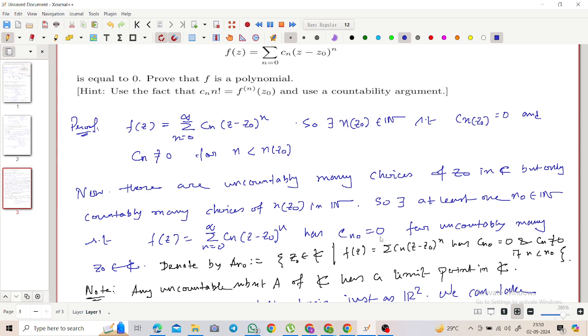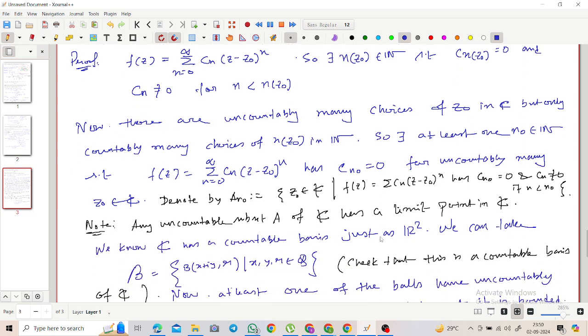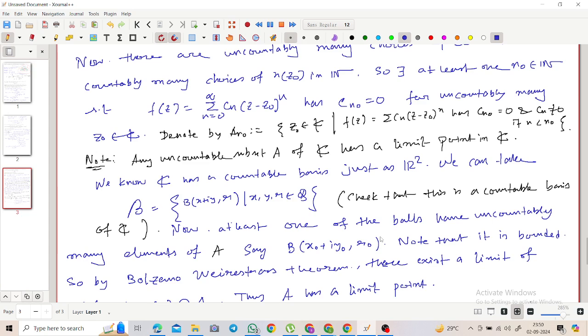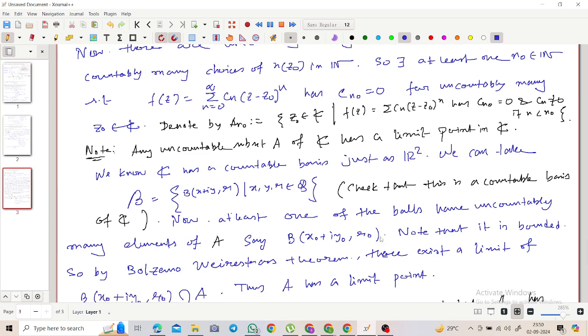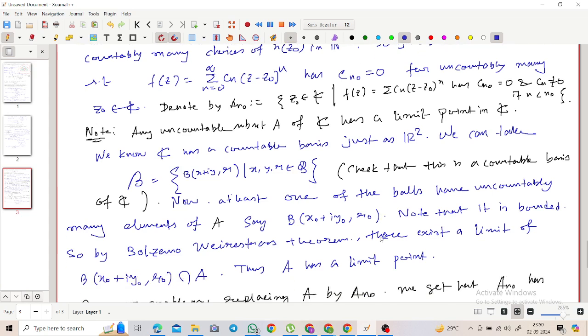Okay, now this is an uncountable set, and is it clear that every uncountable set in C has a limit point? Is it clear? This is not only true for C, this is true for any R n, because any R n is second countable. Second countable means any R n has a countable basis.